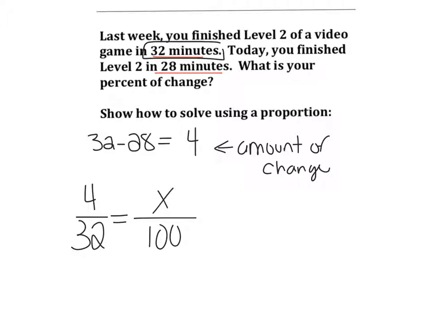And once again, let's use cross multiplication to solve our proportion. And we get an answer of 12.5%. And then finally, we need to make sure that anytime we're working with percent increase or percent decrease, that we put that label on there so that we know if it went up or if it went down. So if it was 32 minutes last week and 28 minutes this week, the percent of change would be a 12.5% decrease.